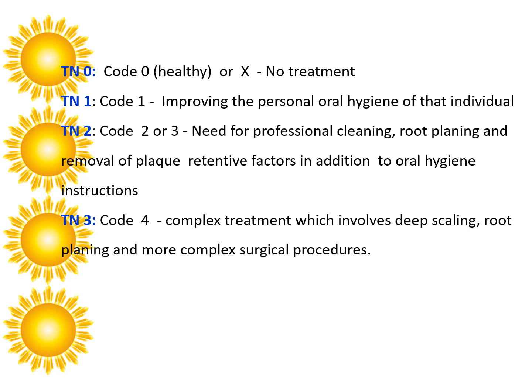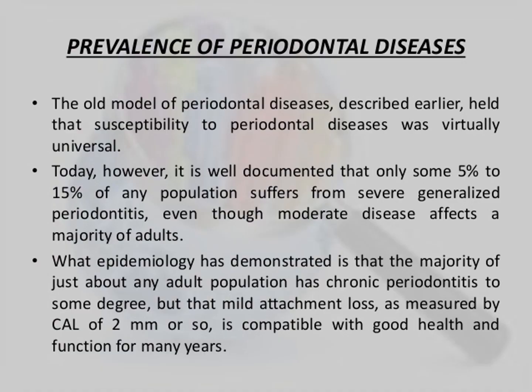Code 0 is no treatment. Code 1 is improving personal hygiene. Code 2 or 3 needs professional cleaning. Code 4 is complex treatment which involves deep scaling, root planing and more complex surgical procedures. These are all the treatment needs: treatment need number 0, 1, 2 and 3. TN denotes treatment needs.